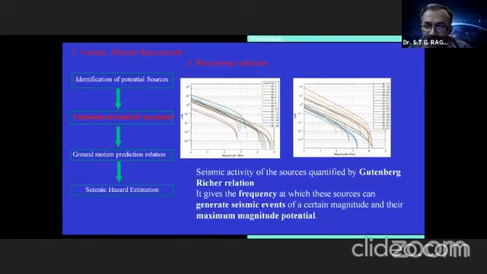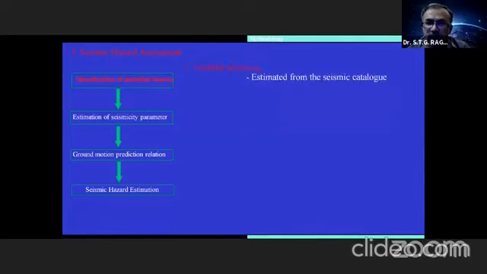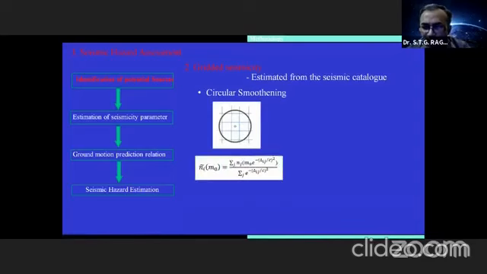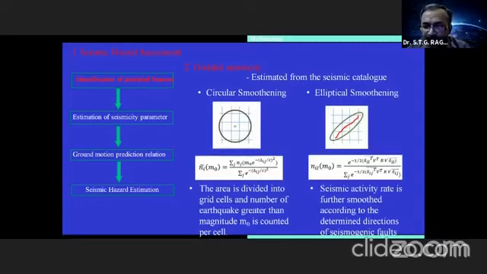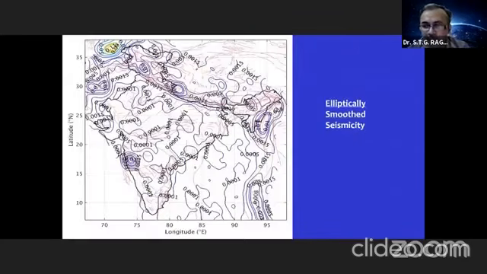After these recurrence relations, the next step is the ground motion prediction relations. In India, we also have to do gridded seismicity. We have used a nice technique known as elliptical smoothing, which is a combination of faults as well as seismic activity. In India, some faults are known, but there are many faults which are not known, yet earthquakes are occurring. So elliptical smoothing can integrate these two, the epicenters and the faults, to find the activity rates. We call this elliptically smoothened seismicity. These contours are the activity rates, and you can see where the activity rate is high.